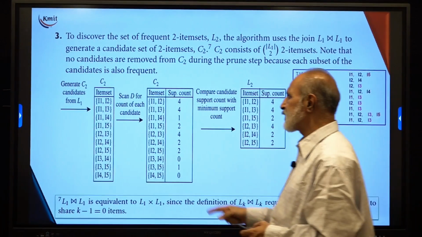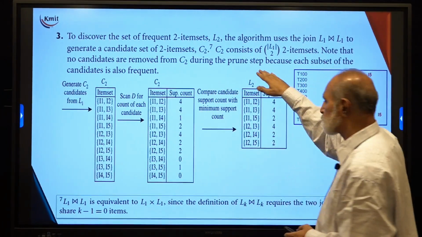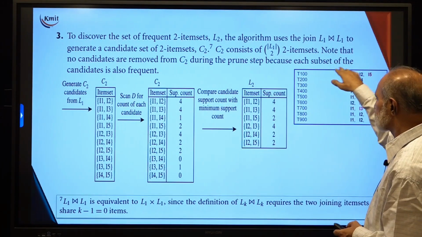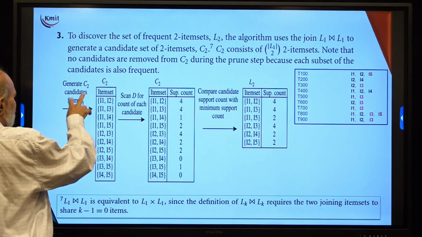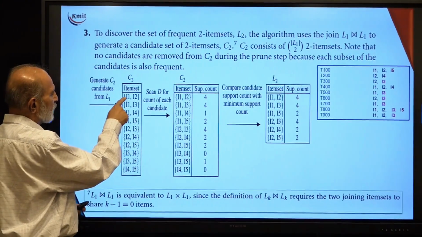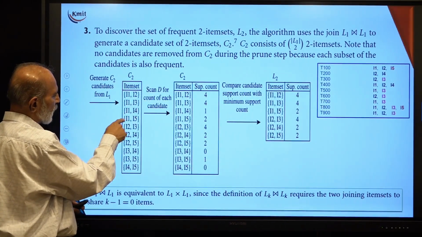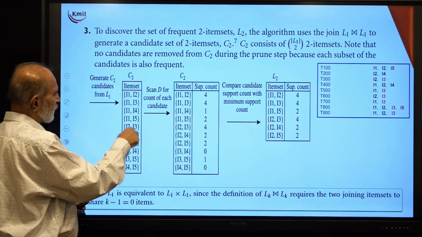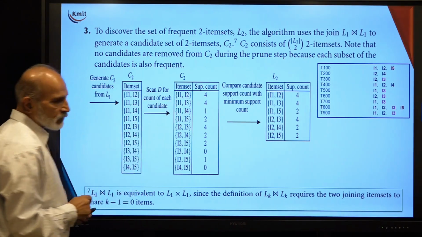So, note that no candidates are removed from the C1 during the pruning process. We are not going to remove anyone, and the step becomes easy. Now, let us see here. So, generate C2. I have 5 items. I start from I1: I1 to I2, I1 to I3, I1 to I4, I1 to I5. So, I have 1, 2, 3, 4. So, I have a support count of 4 on this.